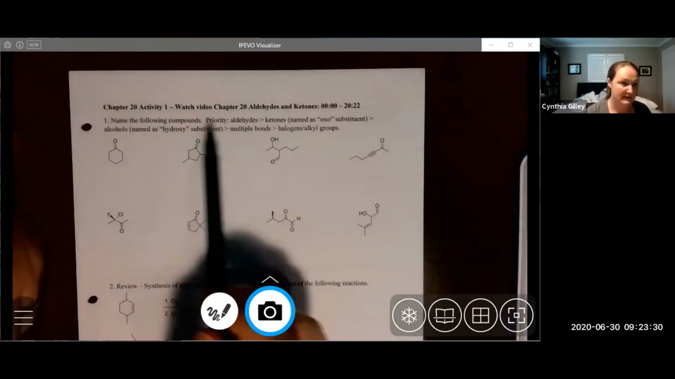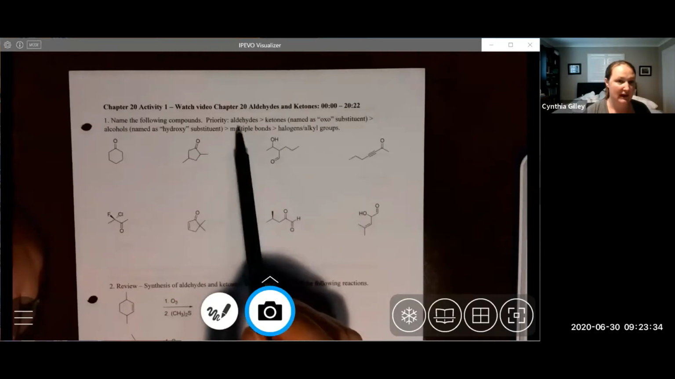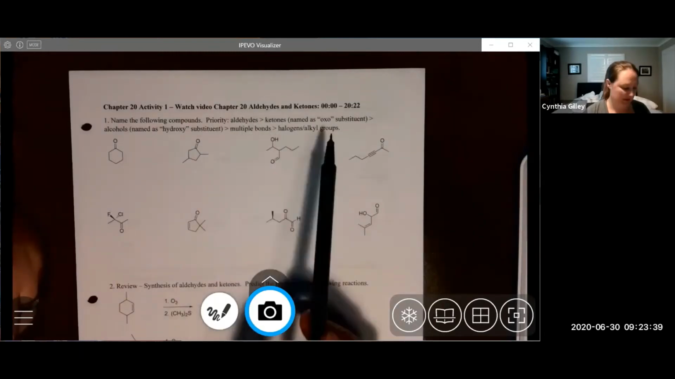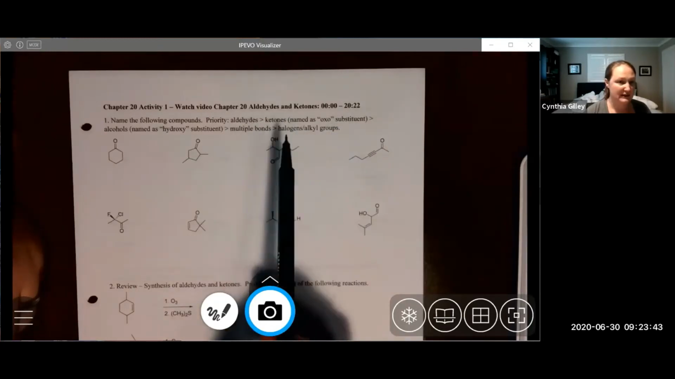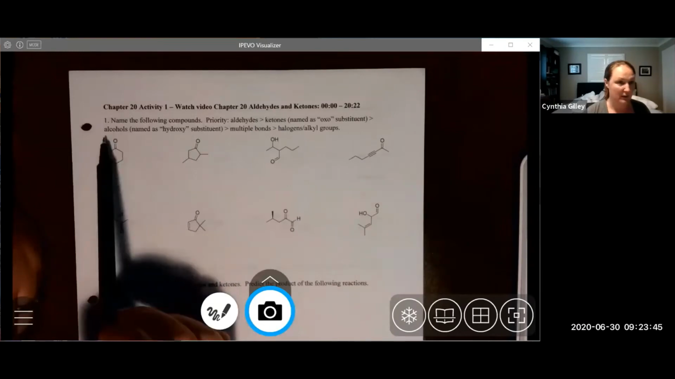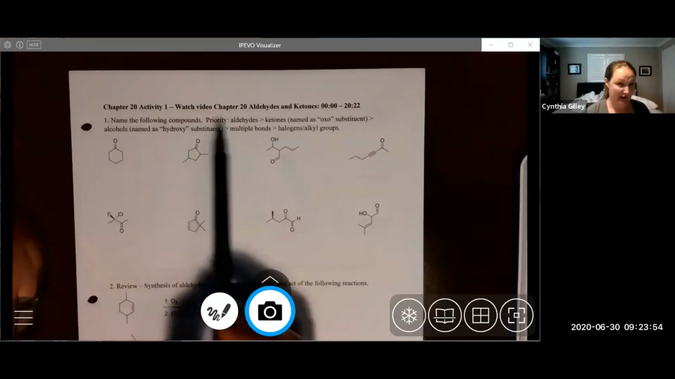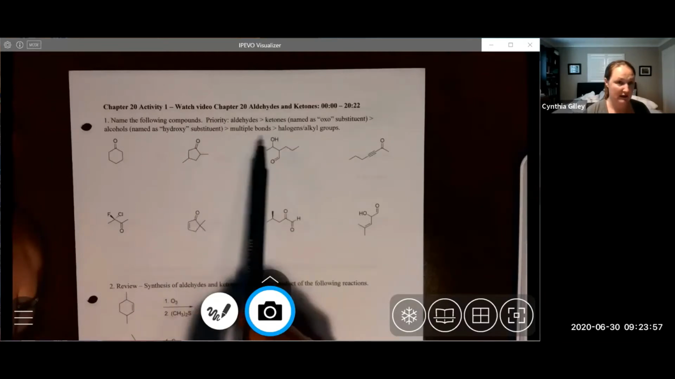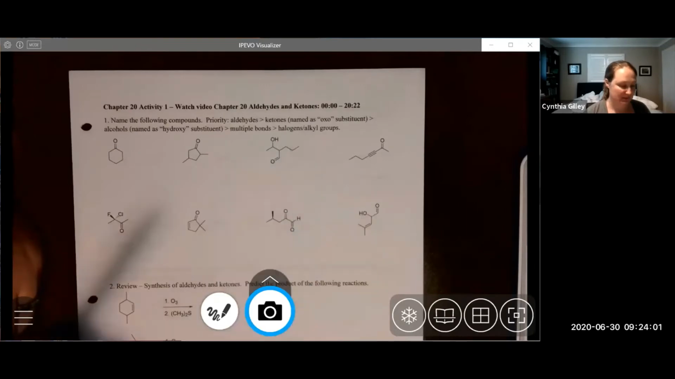It says, make sure to remember that when you have both an aldehyde and a ketone, the aldehyde gets priority as the parent, and ketones are named as an oxo substituent. Both aldehydes and ketones have a higher priority than an alcohol. So alcohols would get named as a substituent and be called a hydroxy group. And alcohols, of course, have a higher priority than an alkane or alkyne. And no priority would be alkyl groups and halogen substituents.